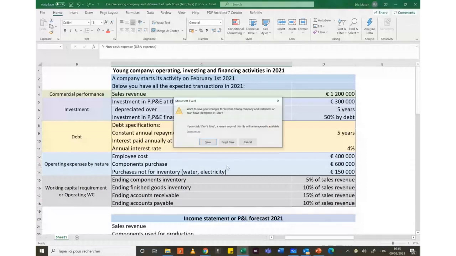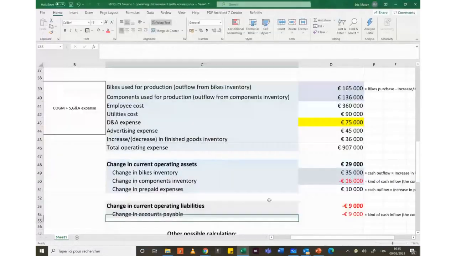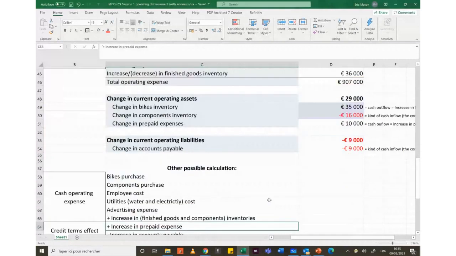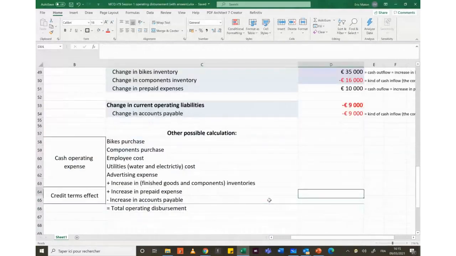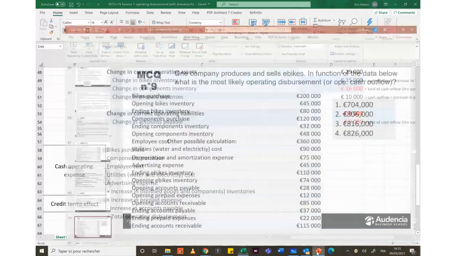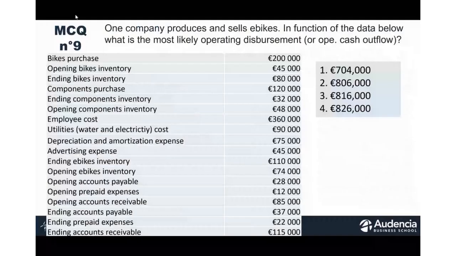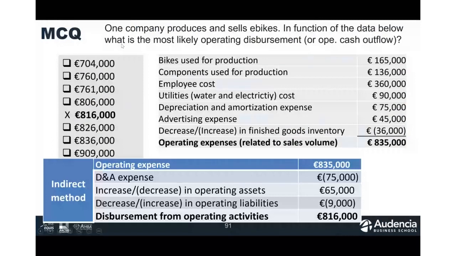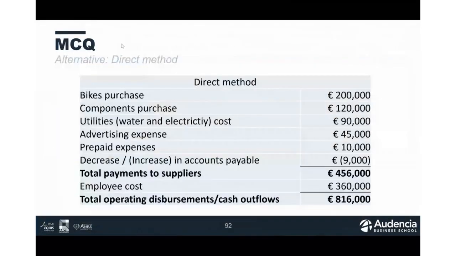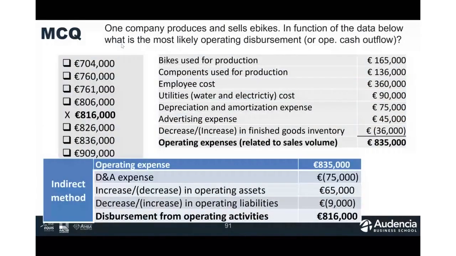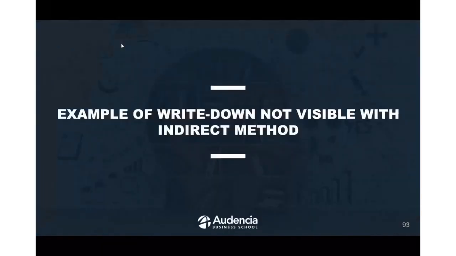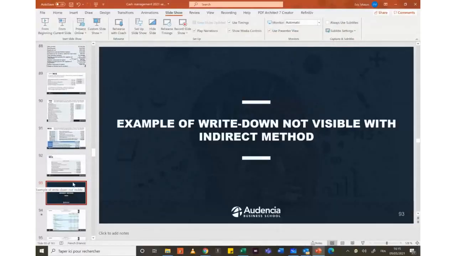And I will finish the correction just after the session, and I put the correction of question number 9. You also have the correction on the slide. I will put the slide today with the correction, okay? The 816,000. So different ways to calculate with the direct method or indirect method. So next time we start the slides of session 3 and 4, and we start directly with the correction of the Young Company statement of cash flow.